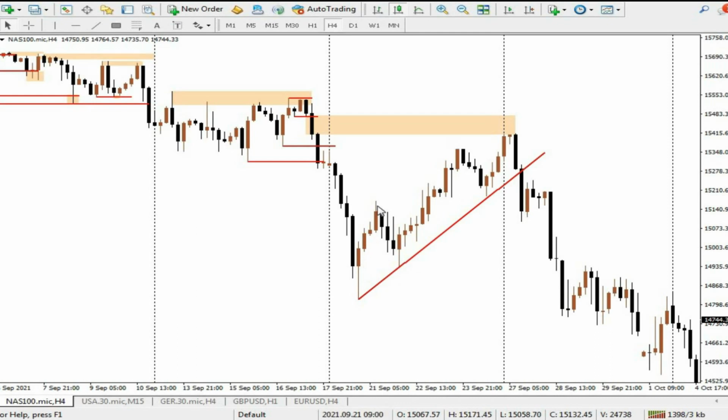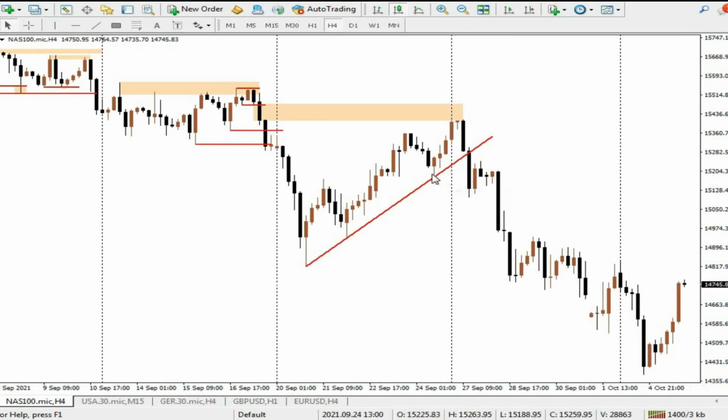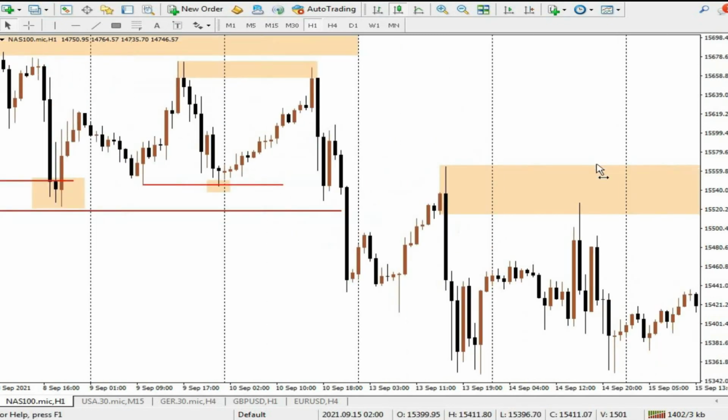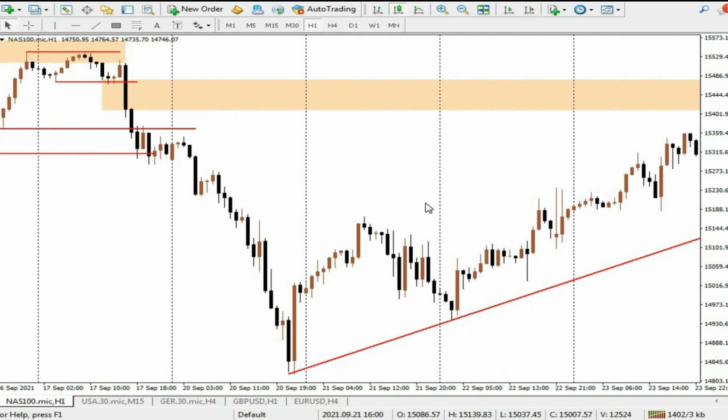Why? Because the price created rally, base, rally, base, rally, reaching the order block zone area. Once the price reached that zone, it shifted the market, and you can see the price even took out the previous lower low. So now let's go to H1 and see how we are going to take this trade.